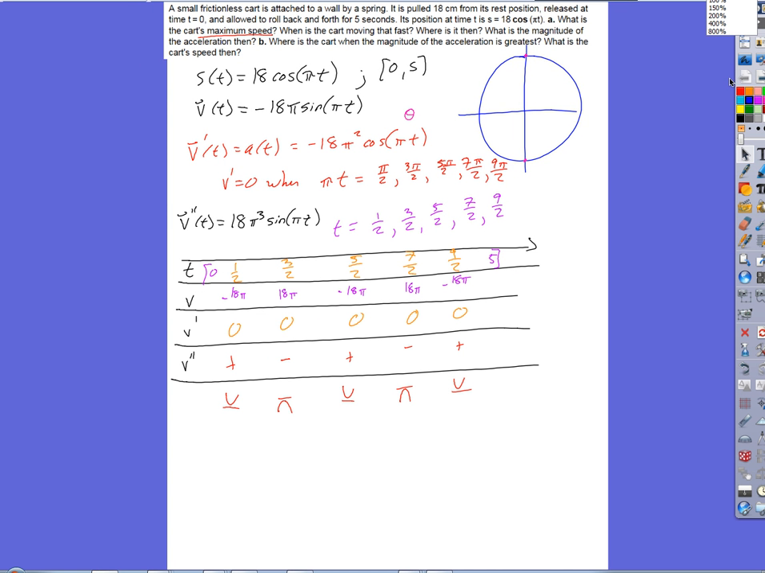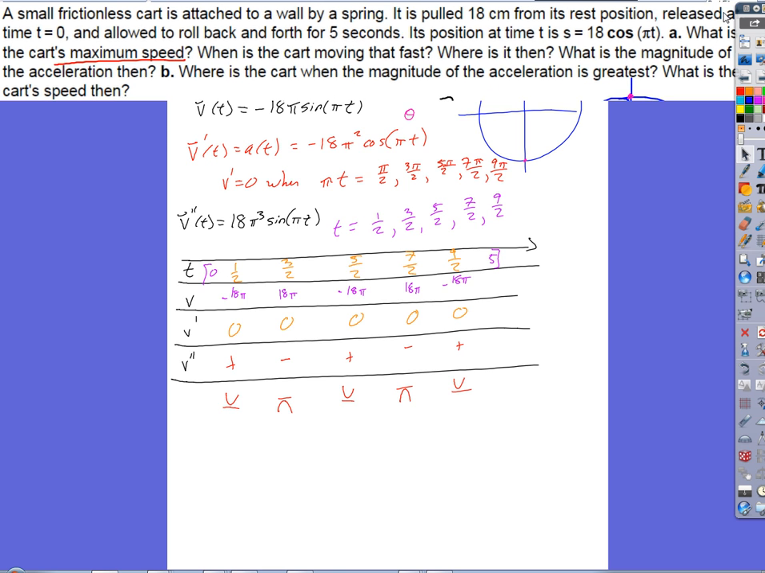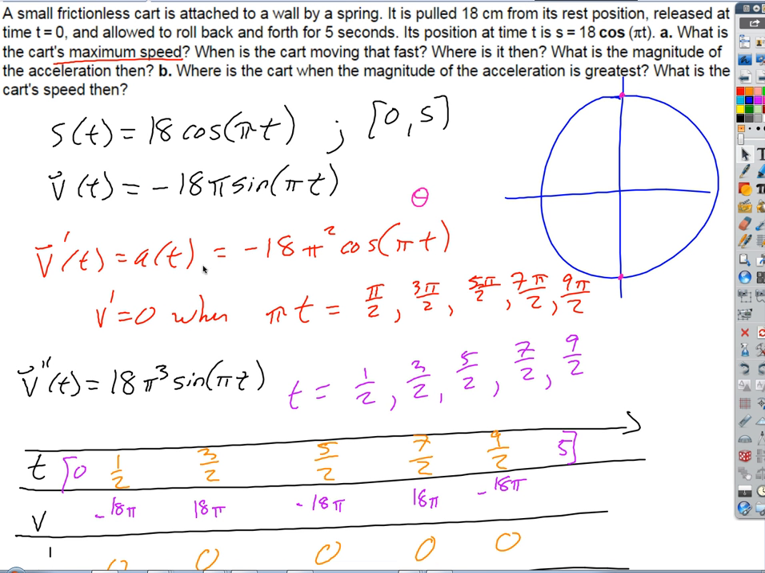So those are going to be at t equals 0, 1, 2, 3, 4, 5, and we're plugging those in here. Well, what are the cosines of all those going to be? Are we looking for position? Position. So we go back up here to the position function. Where's the position going to be at t equals 0, 1, 2, 3, 4, 5? Cosine of pi or 2 pi is just going to be either positive or negative 1. So we're getting answers of either positive 18 or negative 18. So the magnitude's 18.